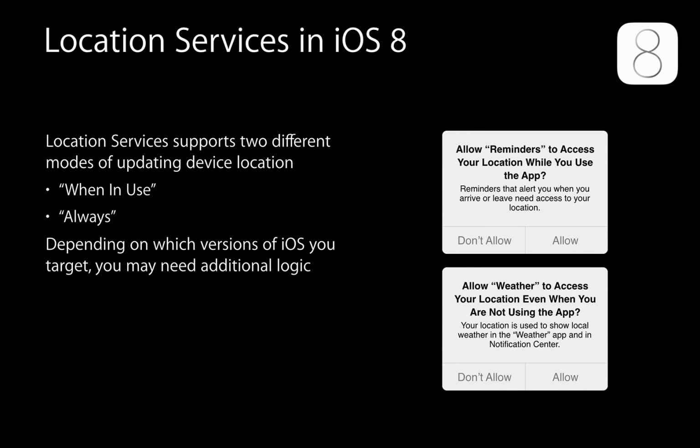Location services in iOS 8 now supports 2 different modes of updating device location: when in use and always. And the functionality that is provided in both sounds similar to how they're named. Also, depending on what targets you want to support with your binary, you may need to conditionalize your logic to call the appropriate methods.